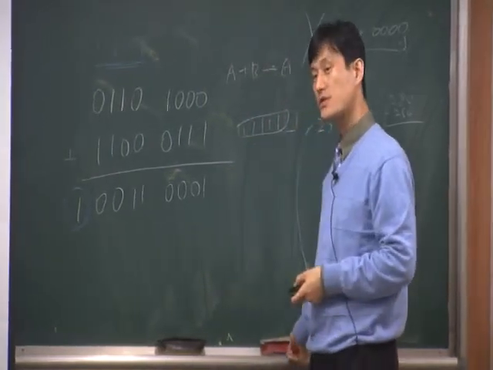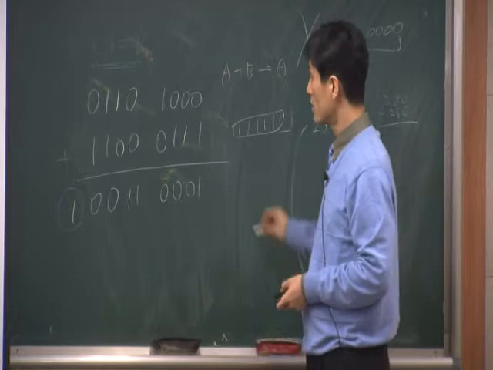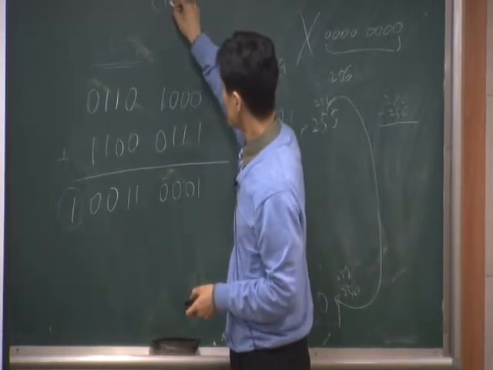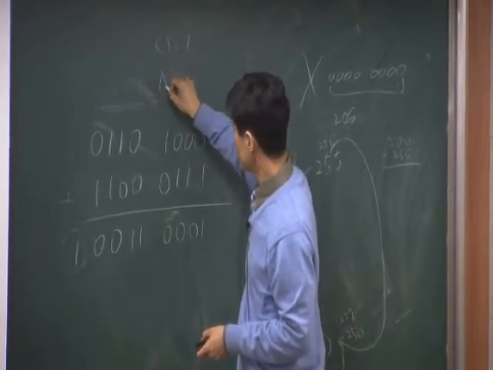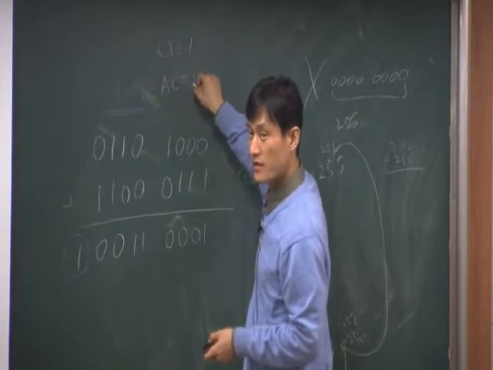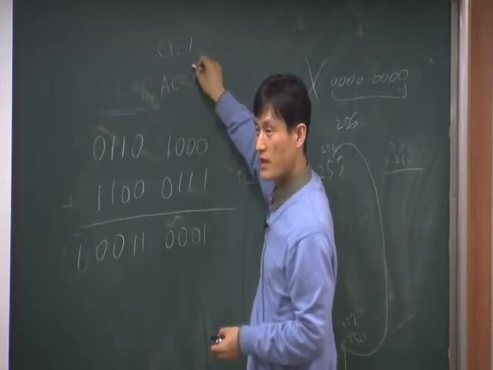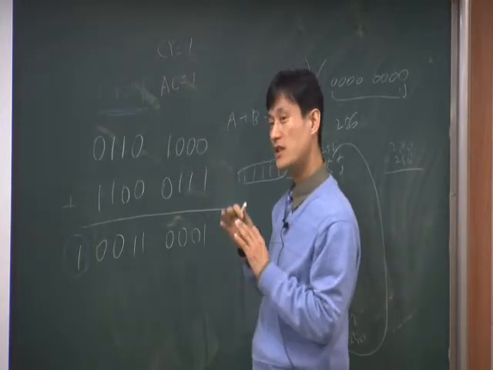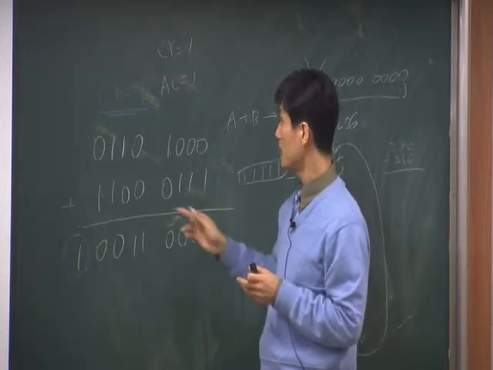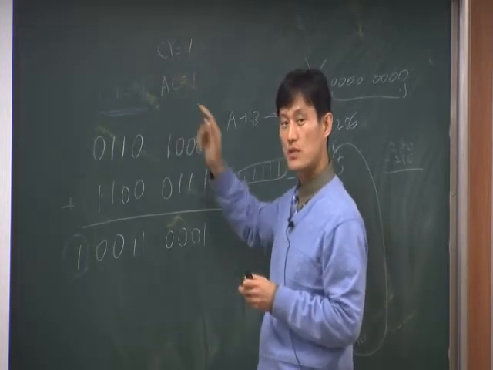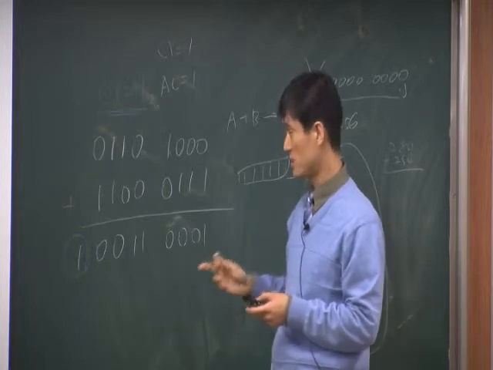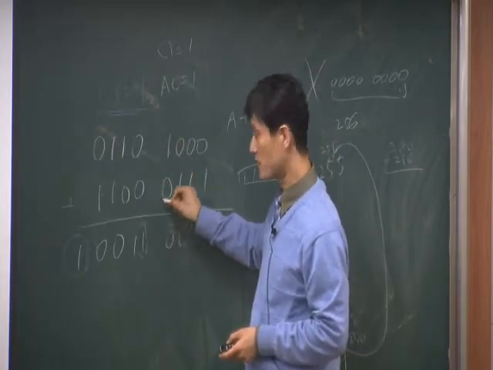Auxiliary carry is also on. Okay? In this case, CY, the carry flag is 1, and also the auxiliary carry is 1. So these two are independent, okay? Sometimes you can have both bits 1, 1. Sometimes. In this case, why? Because you have a 1 here, okay?